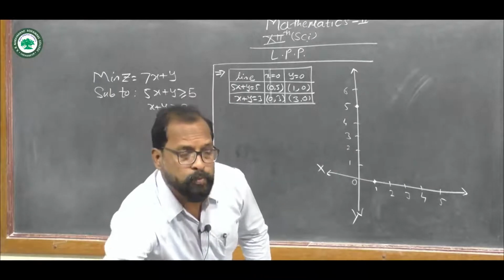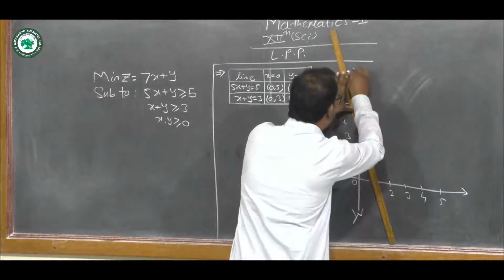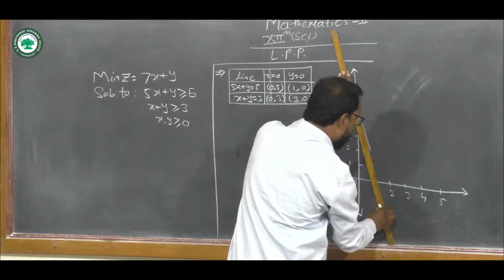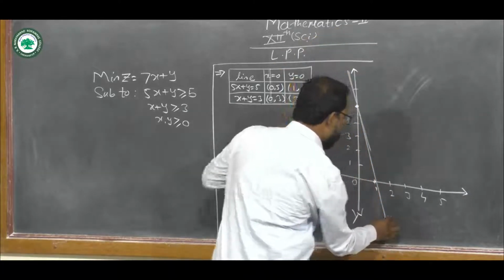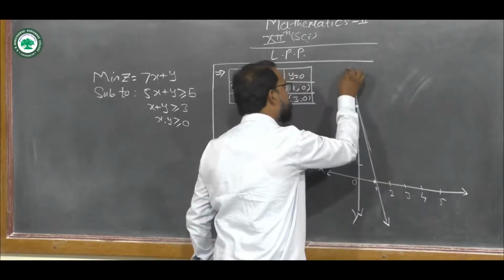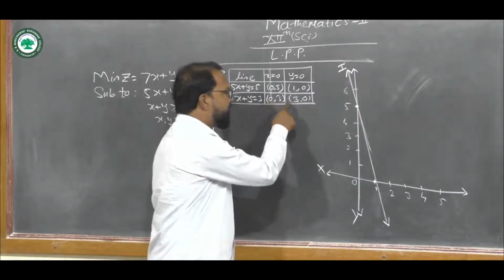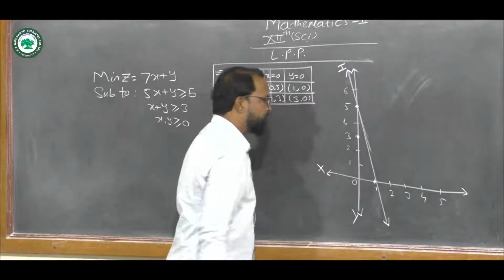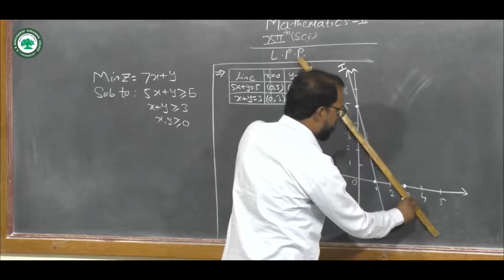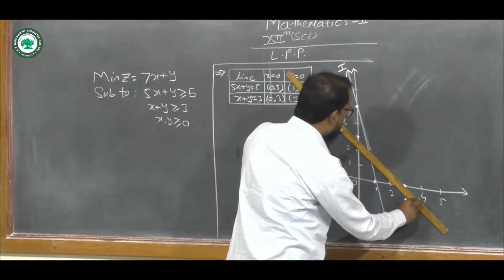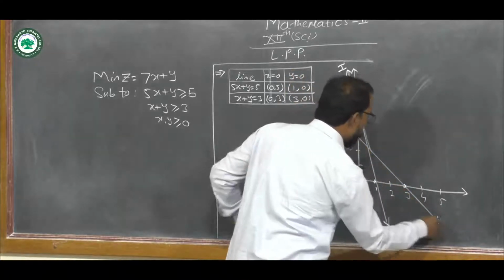Now connecting these two points, we get the first line. So this is the first line. Now for the next line, the points are 0, 3 and 3, 0. Here this is the point 0, 3 and this is the 3, 0. Again join these two points, and joining these two points, we get the second line.